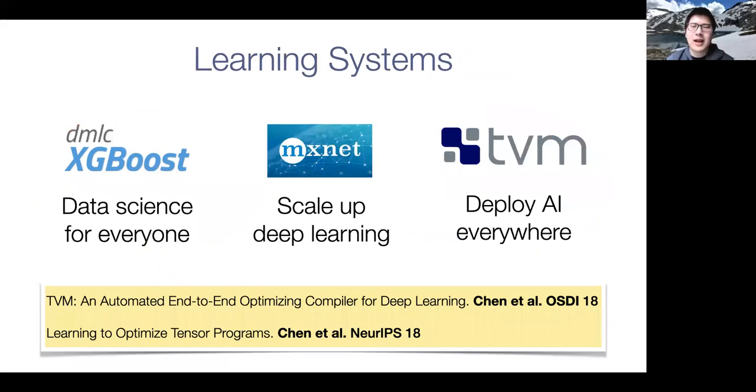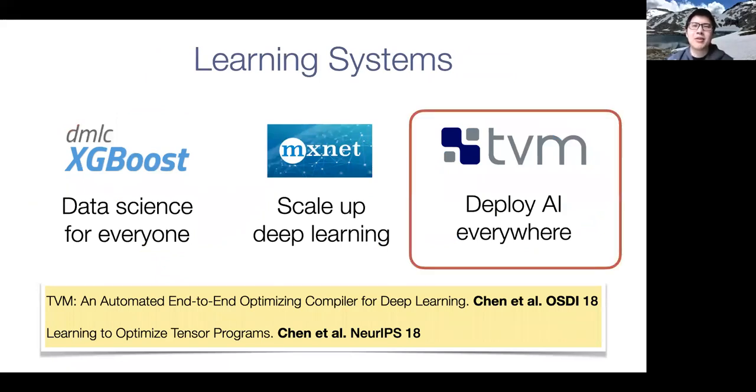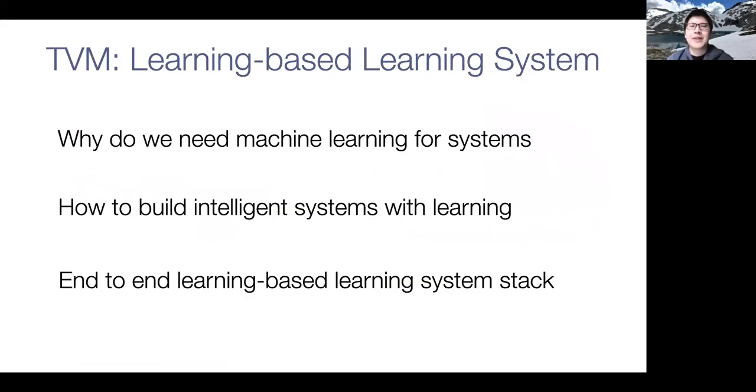So I'm going to use TVM as a particular example of a learning-based learning system. In particular, I'm going to first talk about why we need this kind of new approach to optimize learning systems, and then I'm going to briefly touch on how we can build machine learning algorithms to optimize those learning system workloads. And finally, we are going to talk about how we can build an end-to-end learning system that can be deployed to the wild today.